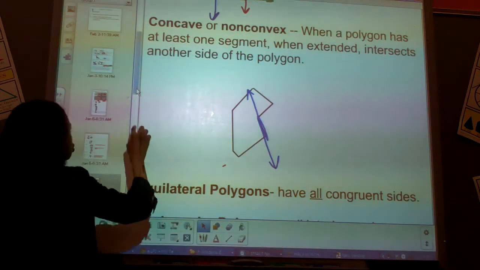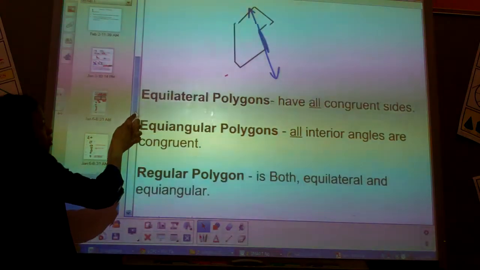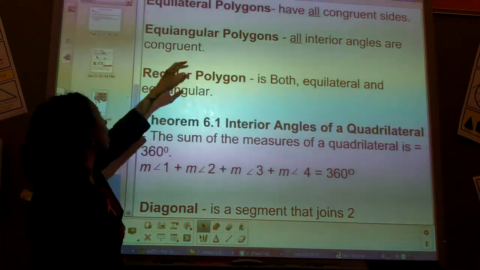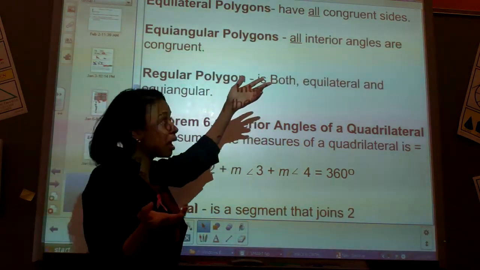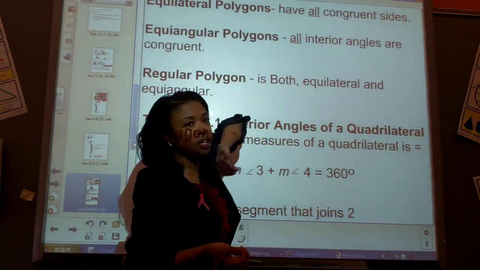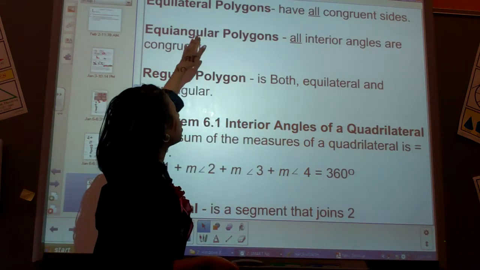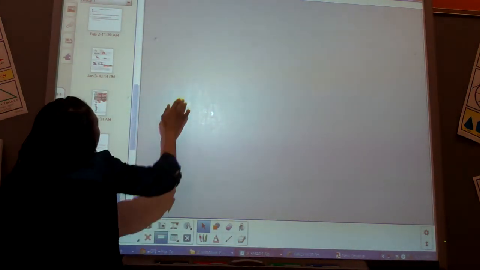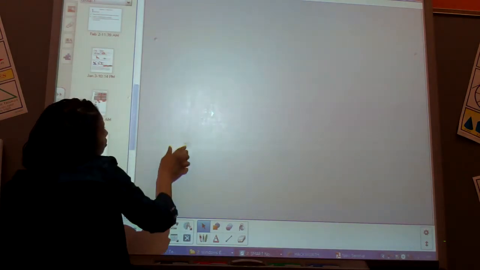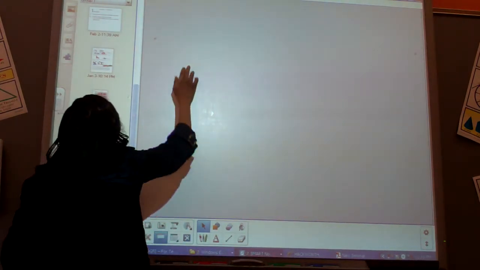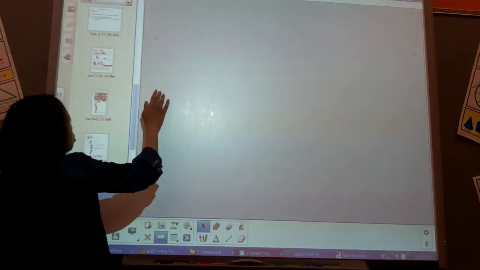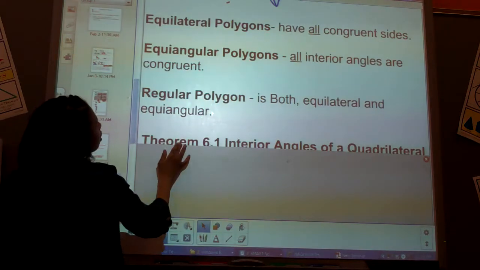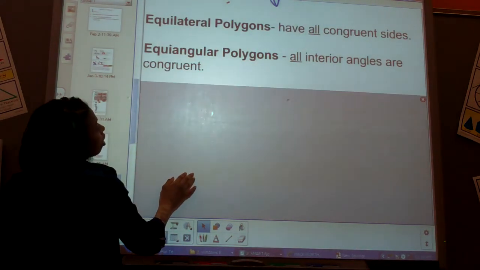Some other information. Equilateral polygons. You should remember what equilateral means. Equal, same length. Polygons, many-sided shapes. Okay? Equilateral polygons, and I'm going to hide this because some of you get the writing. It should be scrolling. There we go. There it is. It's just moving slow.